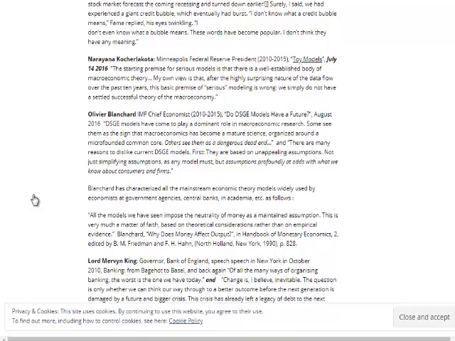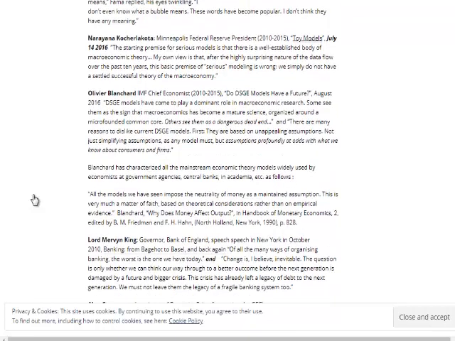Narayana Kocherlakota is the head of the Minneapolis Federal Reserve, and he says that basically if we use models to make predictions, then we are saying that this model has some relation to reality. My view is that this basic premise of serious modeling is wrong. We do not have a successful theory of macroeconomy. So if the theory is completely wrong, then why use it?